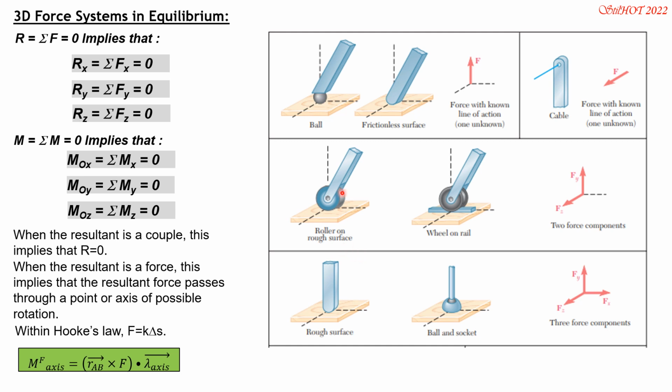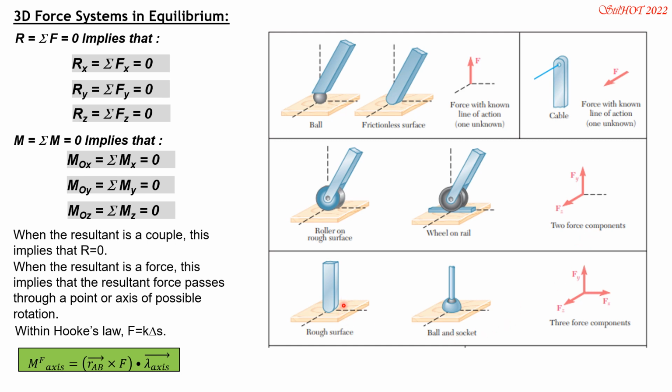So if the surface is rough, then expect two reaction components, and this is also the same with a wheel on a rail, where this wheel cannot move laterally perpendicular to the rail. So we have two unknown forces or unknown reaction components. If this is the z-axis, we have an unknown reaction component towards the z-axis, and another one perpendicular to the surface, rough surface. And there are two force components.